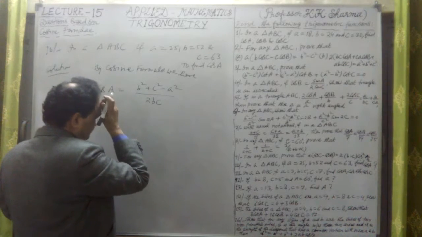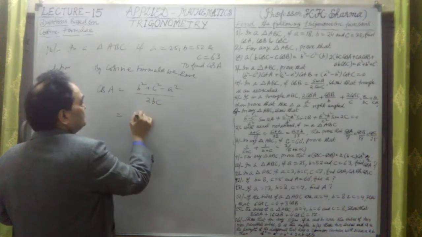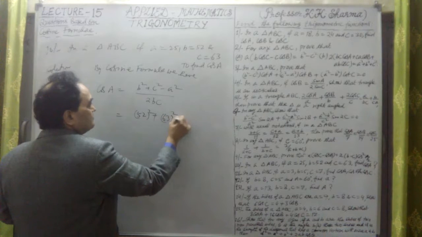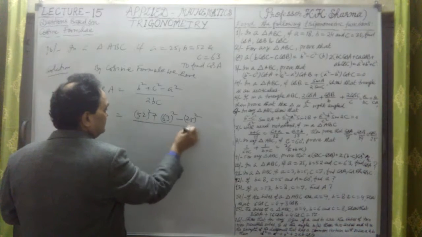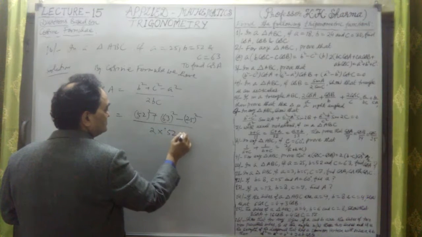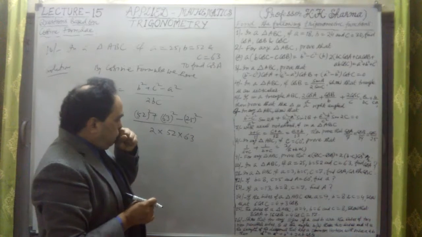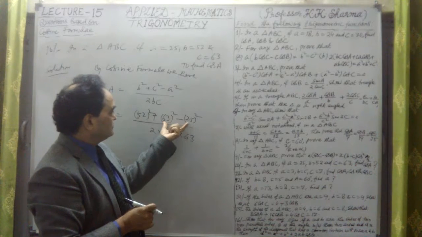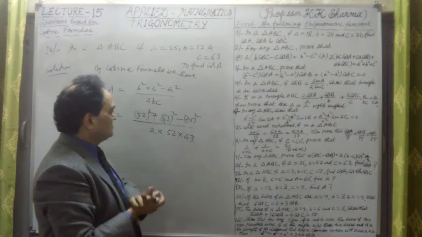Putting the values of the sides a, b, c, we have b square, which is 52 square, plus c square, which is 63 square, minus a square, 25 square, divided by 2 into b into c, where b is 52 into c is 63. Now if I take these, 63 square minus 25 square, and then 52 square, we will solve.